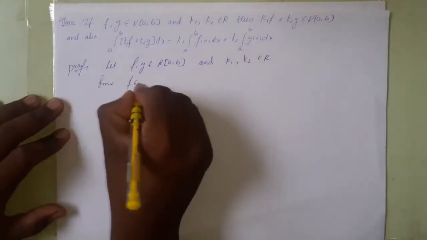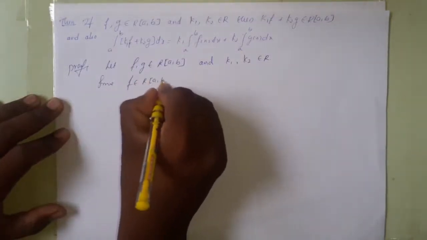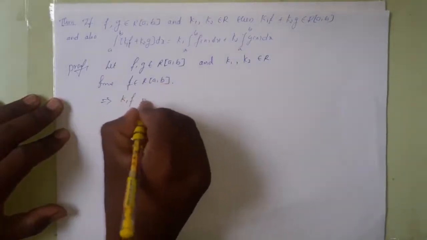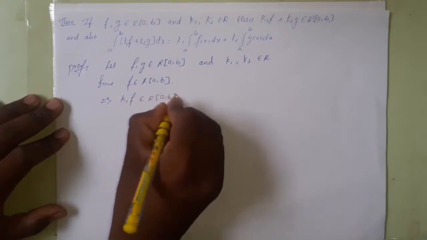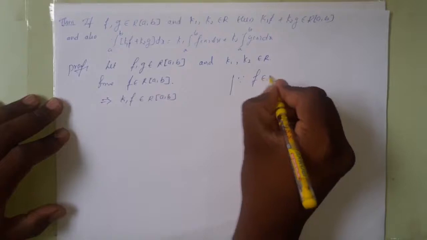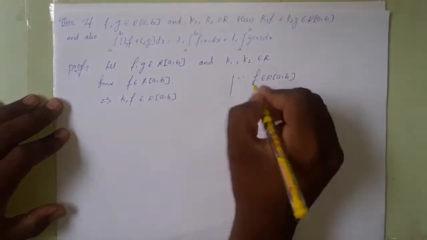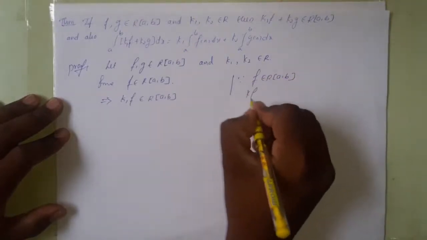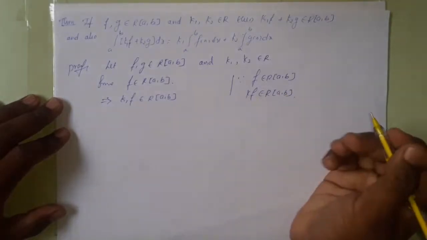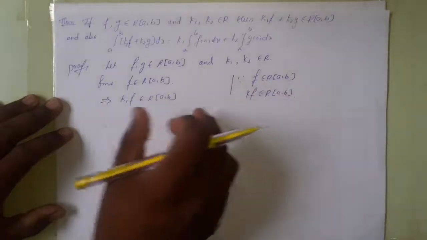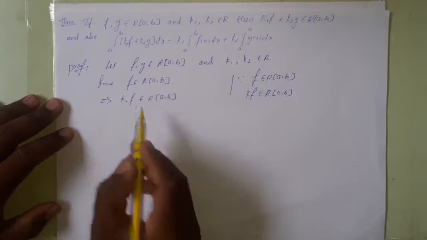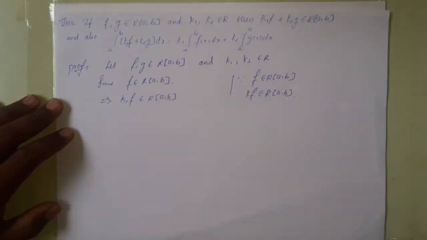Since f belongs to R[a,b], it implies that k1 times f belongs to R[a,b], because we have proved one theorem: if f is a Riemann integrable function, then k times f is also a Riemann integrable function. So, therefore, by using this property, here we have written that f belongs to R[a,b], then k1 times f belongs to R[a,b].